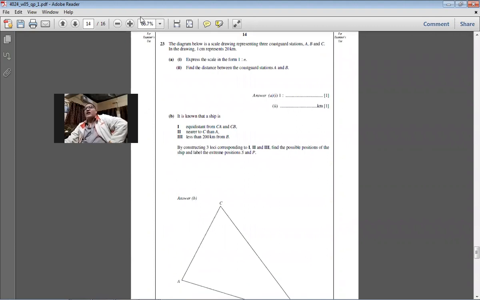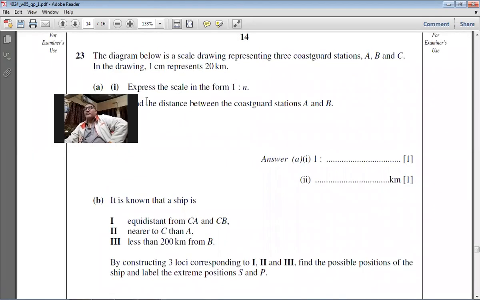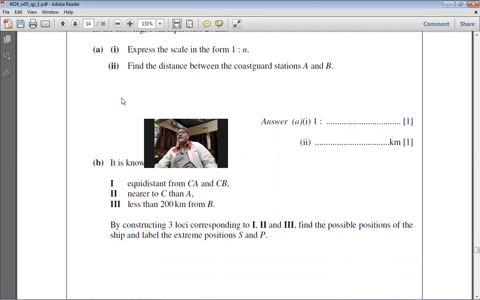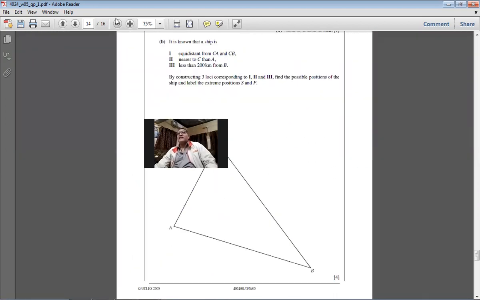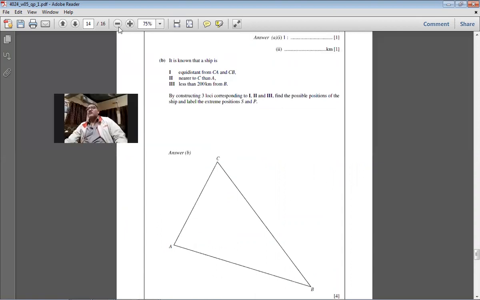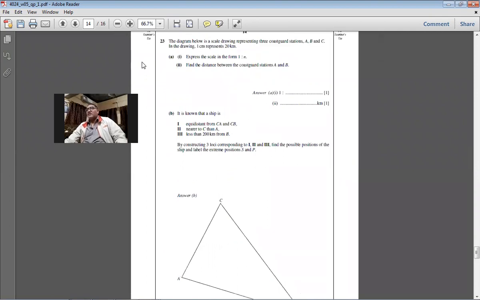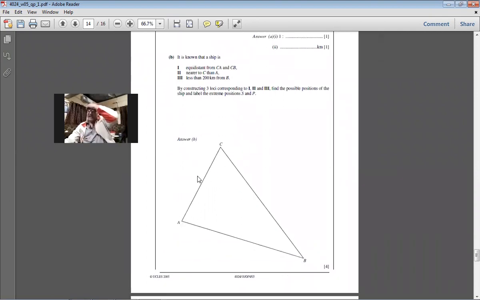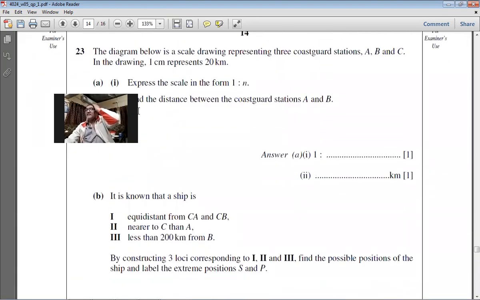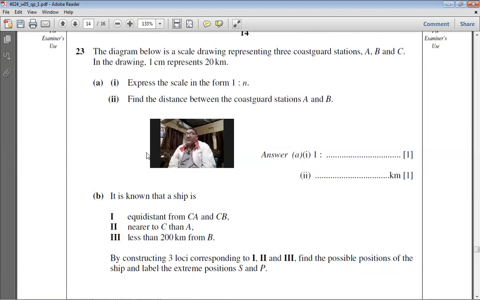Okay, so now we are on question number 23. He says the diagram below is a scale drawing representing 3 Coast Guard stations A, B, and C. In the drawing, 1 centimeter represents 20 kilometers. So basically, they are talking about this. I just want to show you that diagram. He says, express the scale in the form 1:n.